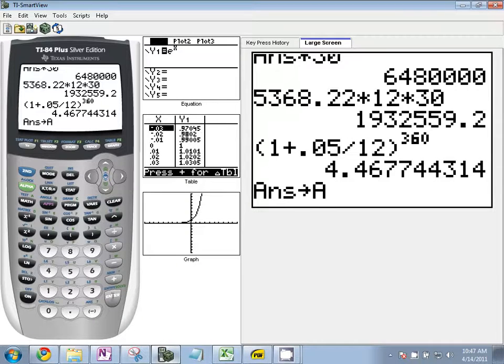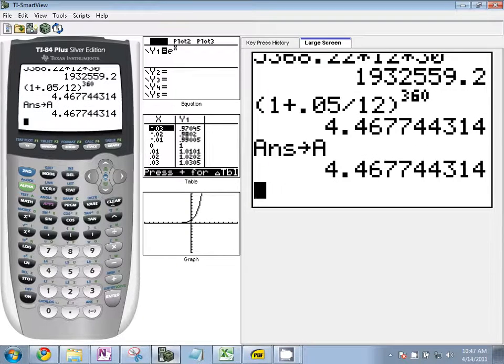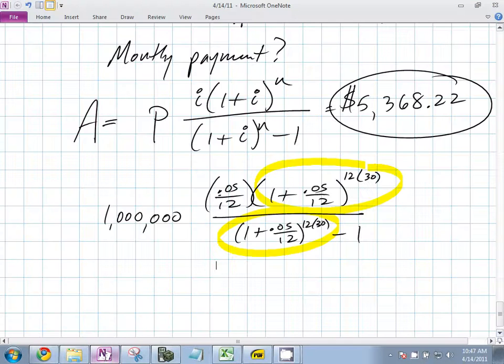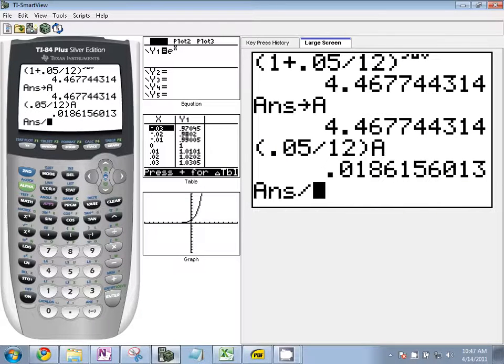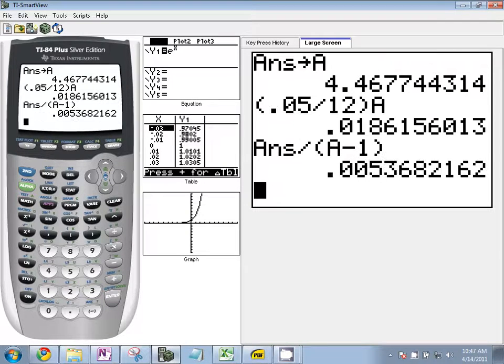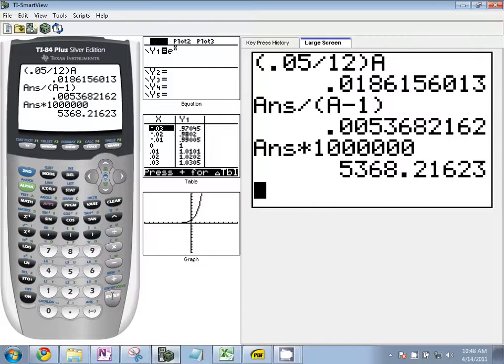So now what do you have? 1 million. Let's multiply 1 million at the end. So if we look at this, it's going to be 0.05 divided by 12 times A divided by A minus 1. Is that a little bit easier to type in? Yeah. 0.05 divided by 12 times what? A divided by A minus what? Times what? Times 1, 2, 3, 4, 5, 6. Nice. Good job.